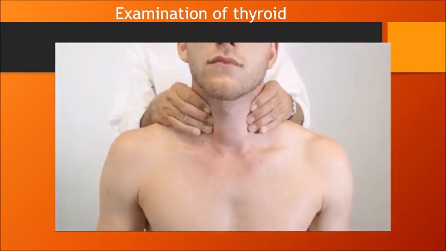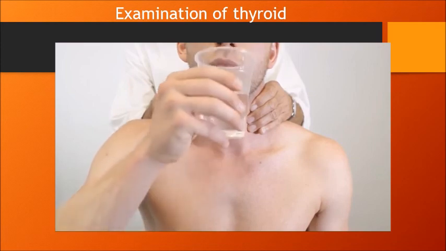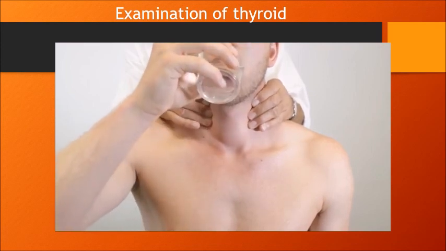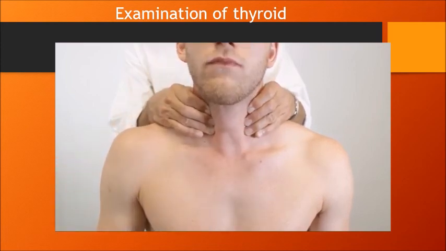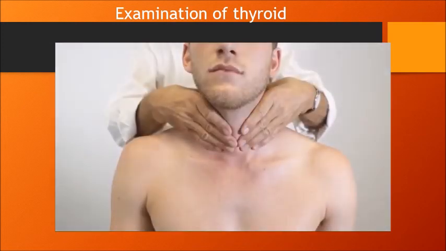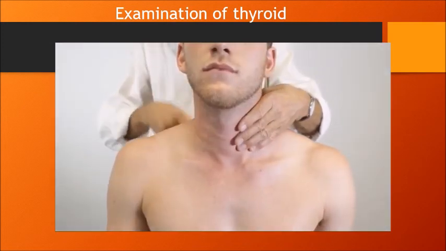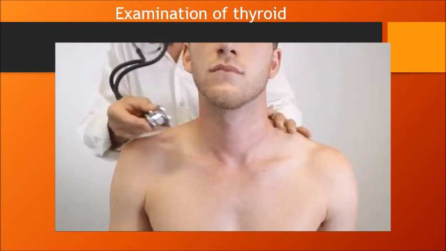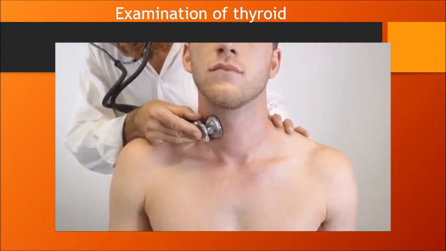To assess the mobility of the thyroid gland, ask the patient to swallow, and offer a glass of water if necessary. If thyroid perfusion is increased, like in Graves' disease, examination may reveal an auscultable bruit and a palpable thrill.